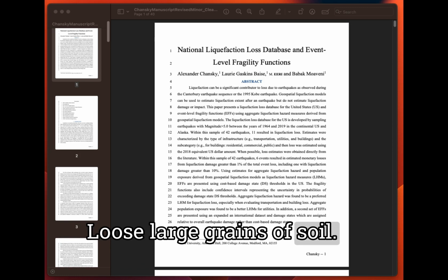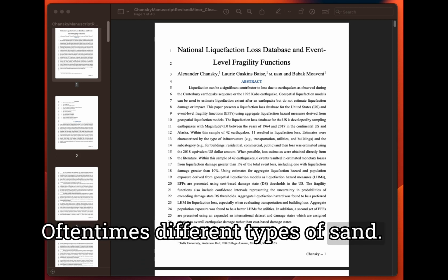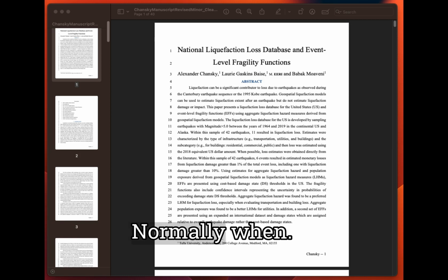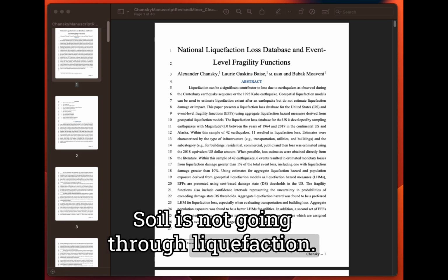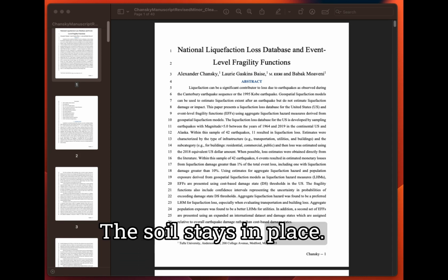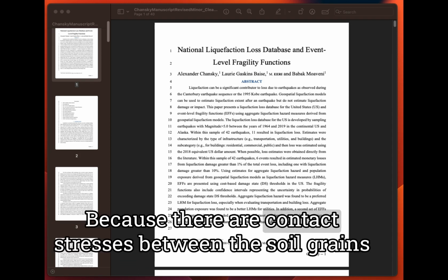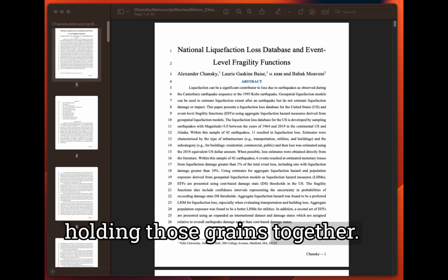The physical setting for how you make liquefaction happen is you have a bunch of loose, large grains of soil, oftentimes different types of sand, which are filled with water. Normally, when soil is not going through liquefaction, the soil stays in place because there are contact stresses between the soil grains holding those grains together.